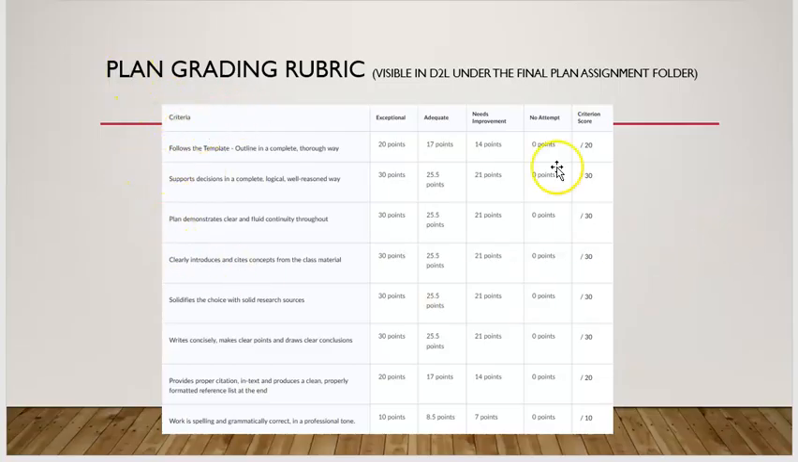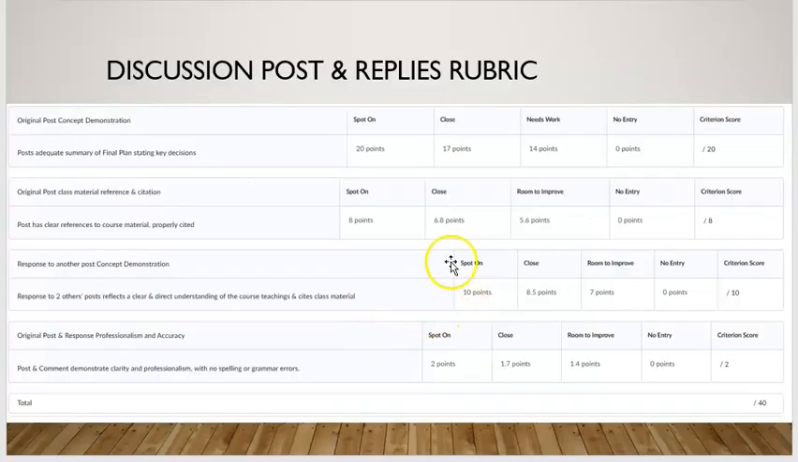The plan grading rubric is up, by the way, visible in D12 under the final plan assignment folder. This is how it looks. Become very familiar with it. Make sure you're hitting on those points as well as you can. It looks pretty familiar, but by the same token, it tells you exactly how I'm going to derive the grades for the final project. And that also applies to the discussion post, that you're going to basically summarize your plan in a discussion post, and then you're going to reply to a couple of your classmates, however you see fit.